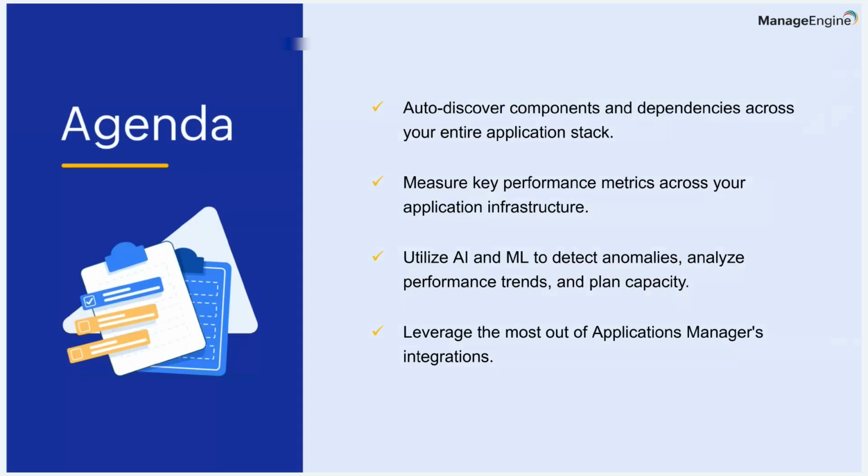For today's agenda, we'll take a look at these topics. First, we'll cover how you can auto-discover components and dependencies across your entire application infrastructure stack. Then we'll take a look at the key performance metrics of your applications, databases, and servers. Then we'll move on to how you can utilize AI and ML-based machine learning to detect anomalies, reports, as well as review the dashboards. And finally, we'll conclude today's training with the integrations available in Applications Manager out of the box, as well as the third-party integrations.